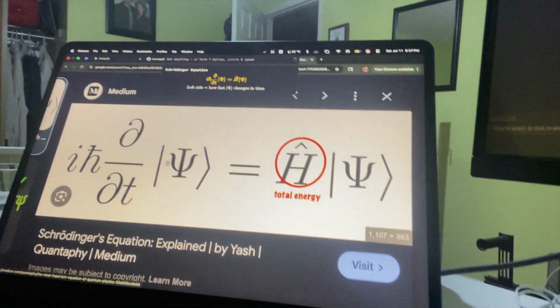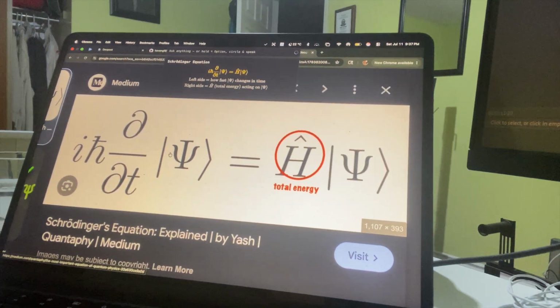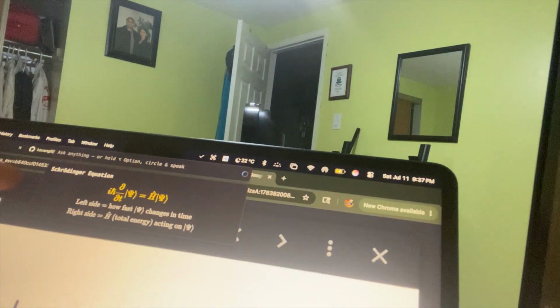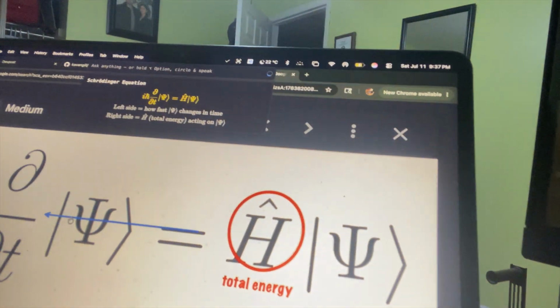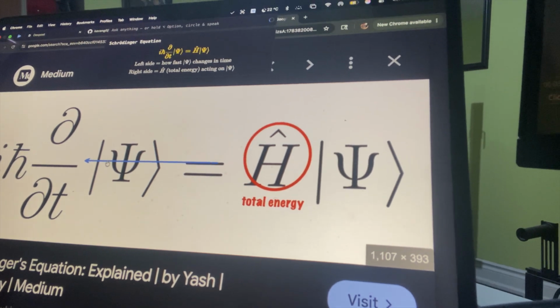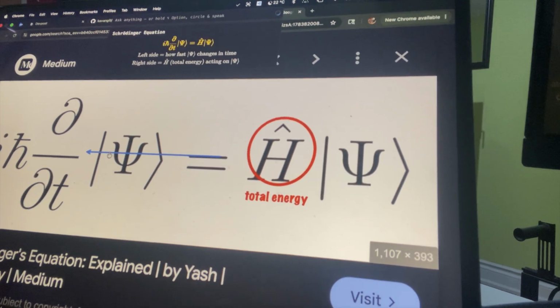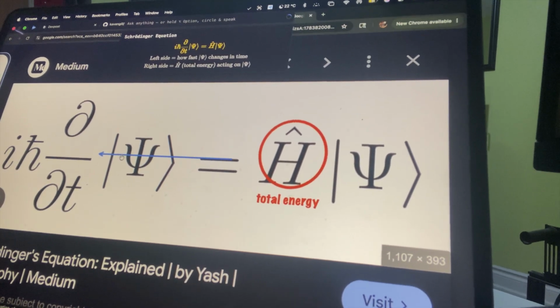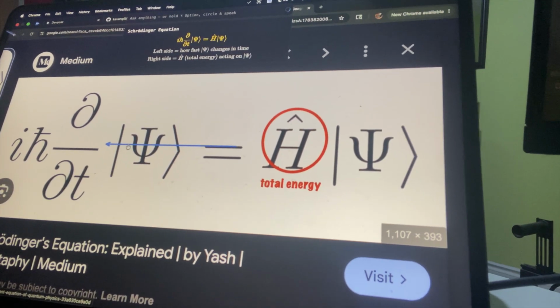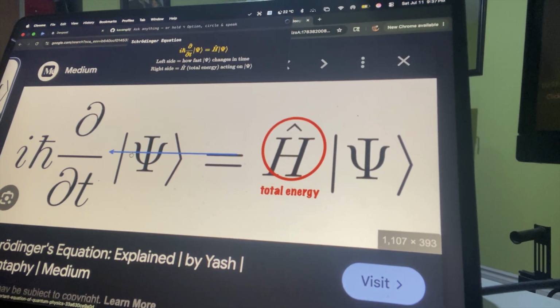So the whole equation says, the energy of a system determines how its wave function evolves through time. And it can show me in this description exactly what things mean. We can draw circles, arrows, lines, and other shapes. The Schrödinger equation tells us that a particle's wave function, which holds all quantum information about it, changes over time according to the system's total energy. In short, energy is what drives how a quantum particle's state evolves moment to moment.